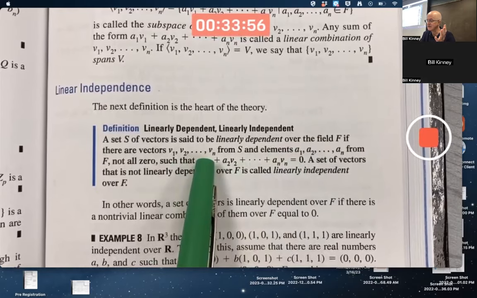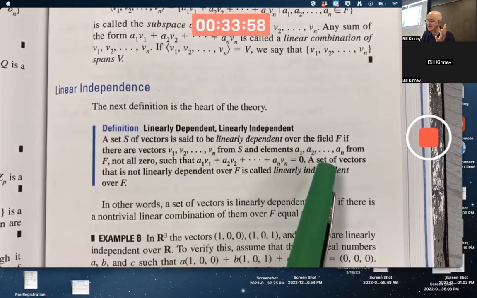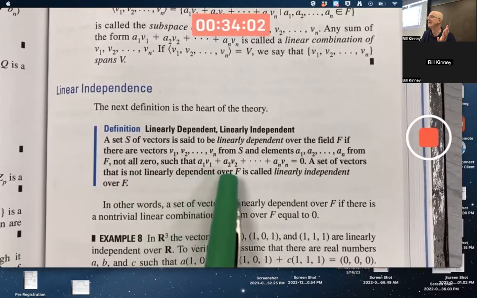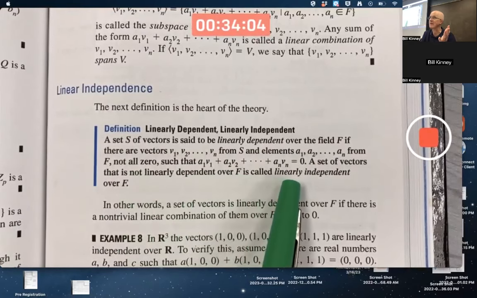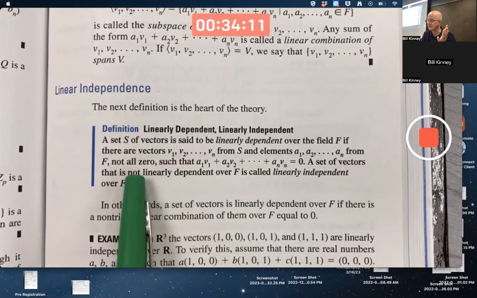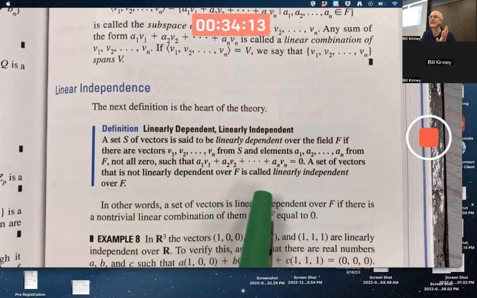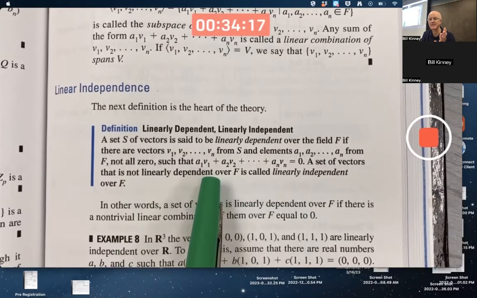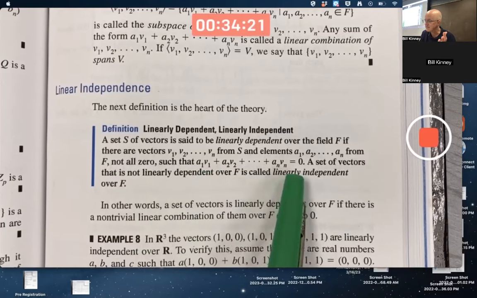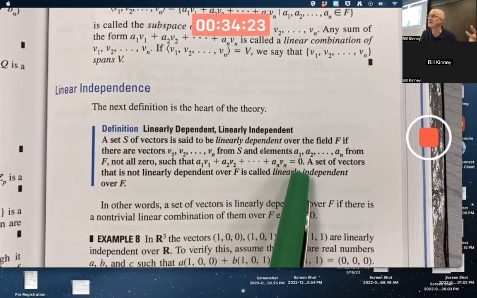This set of vectors is going to be linearly dependent if there are scalars, not all zero, so that this linear combination of the vectors is the zero vector. And if you can't find such non-zero scalars, then it's a linearly independent set. Typically in linear algebra, you say the set of vectors v1 through vn is linearly independent if this equation being true means the a's are all zero.